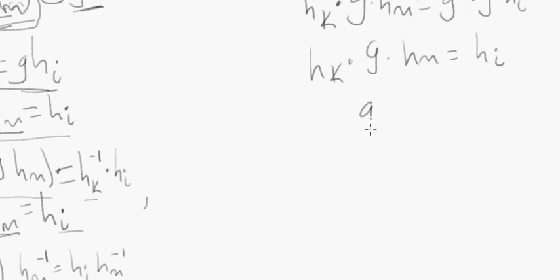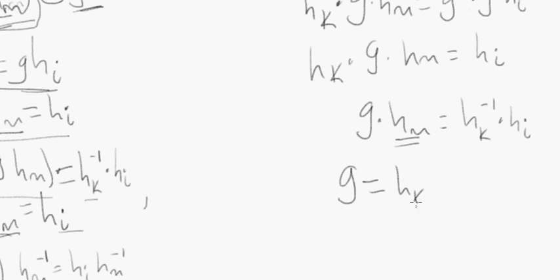To the left, we end up with G times H_m equals H sub k inverse times H_i. And then H_m also is an element of H, so it has an inverse as well. If we right multiply everything by H_m inverse, we now end up with G equals H_k inverse times H_i times H_m inverse. Notice, H_k is an element of H, so its inverse is also an element of H.